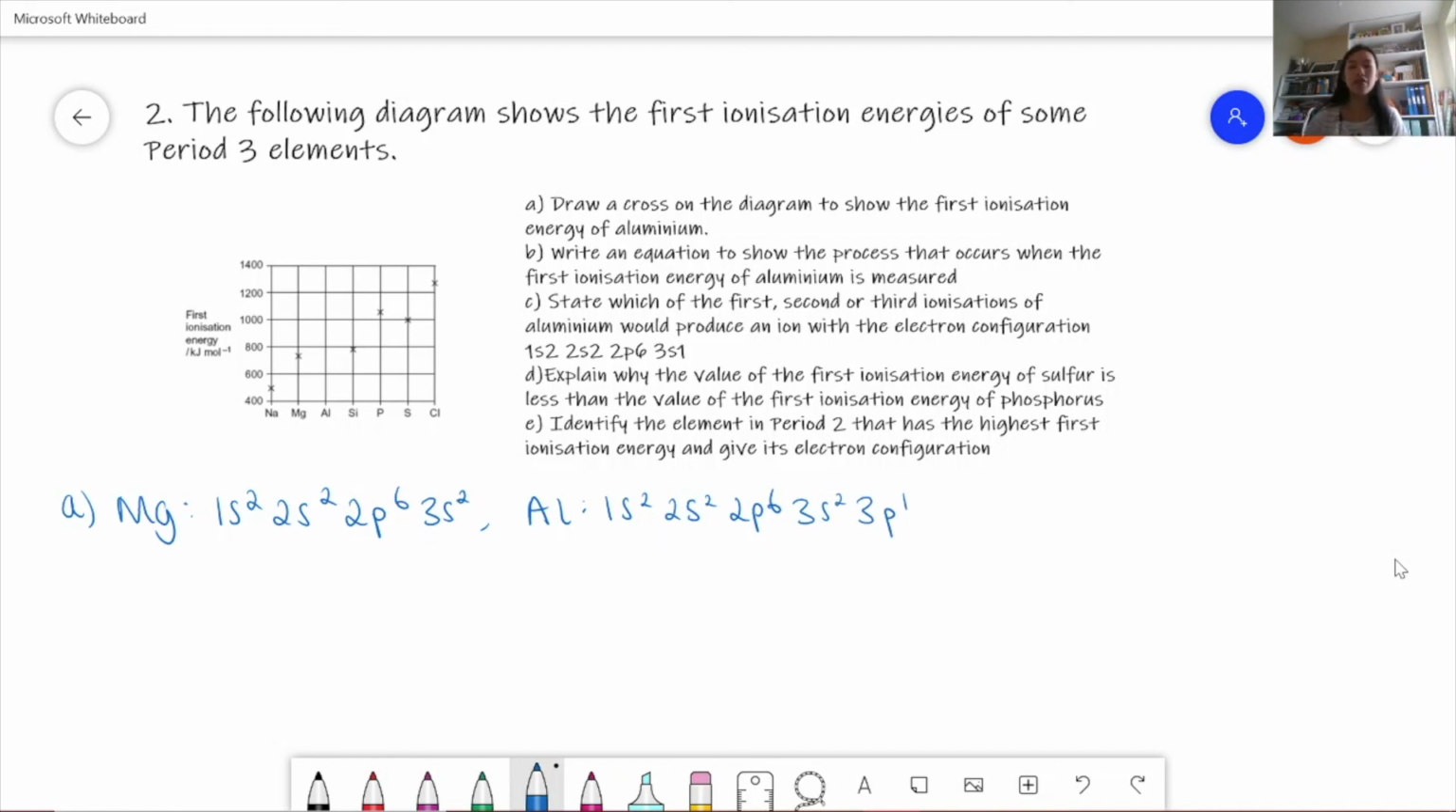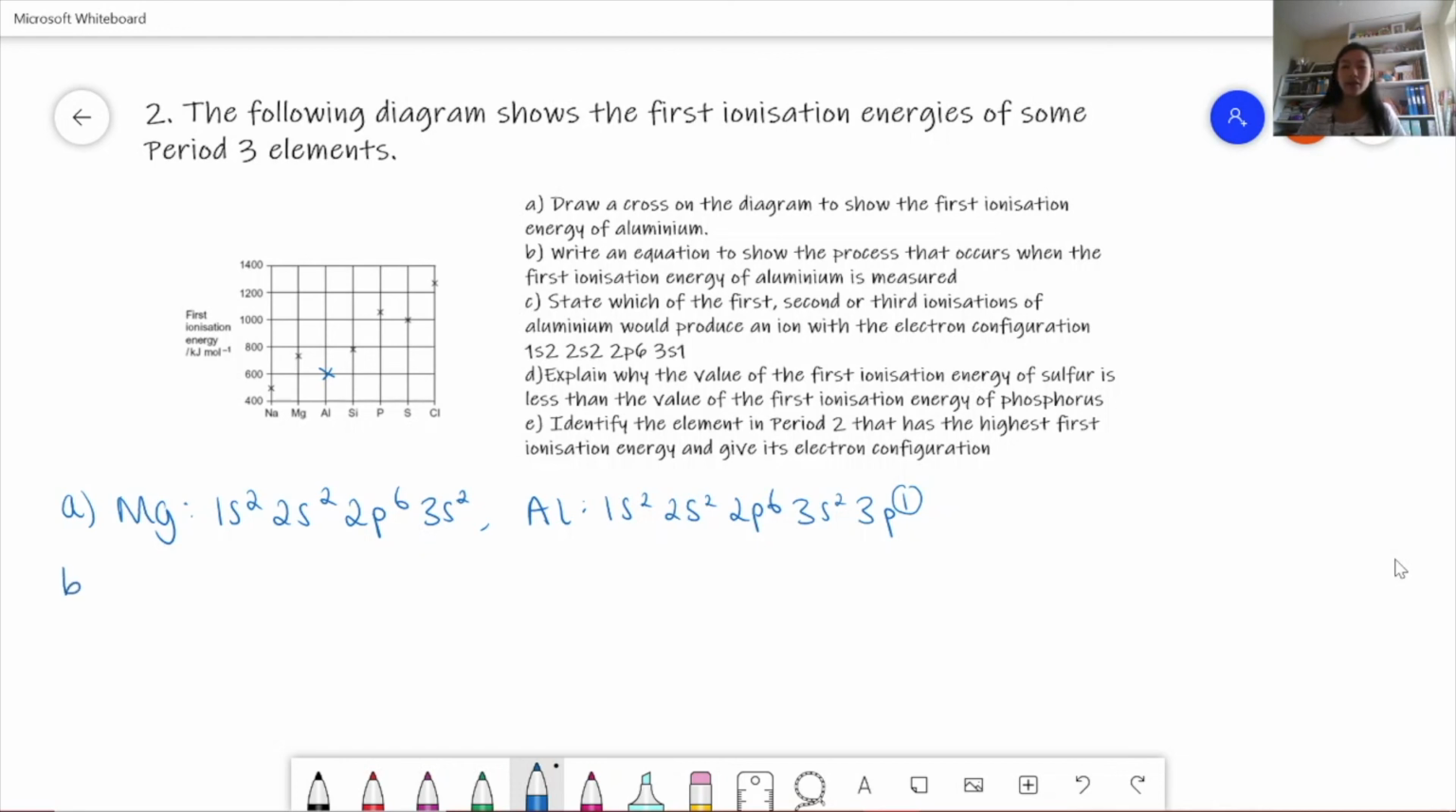And what we know is that 3p is of a higher energy level than 3s. And so this means that this electron that we're going to lose for the first ionisation energy is actually going to be easier to remove because it's in a higher energy level. And so the cross should be somewhere about here because it'll be much less than magnesium and it'll also be less than silicon because silicon has an extra proton. The atomic number has increased by 1, and so the ionisation energy of silicon to remove that 1 electron will be higher than for aluminium.